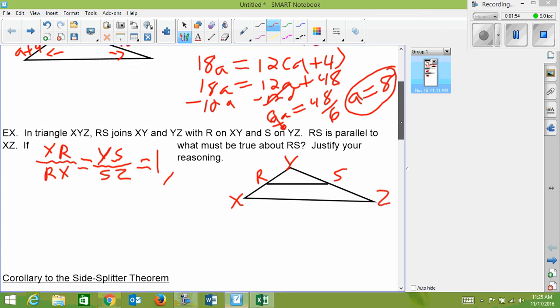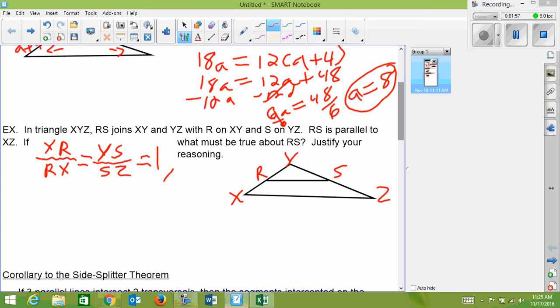So the next one, in triangle XYZ, RS joins XY and YZ. So in other words, it crosses it, so side splitter theorem. And RS joins XY and YZ with R on XY and S on YZ, so I drew that. That says RS is parallel to XZ. So if YR over RX equals YS over SZ, and that equals 1 when I solve that, what has to be true about RS?